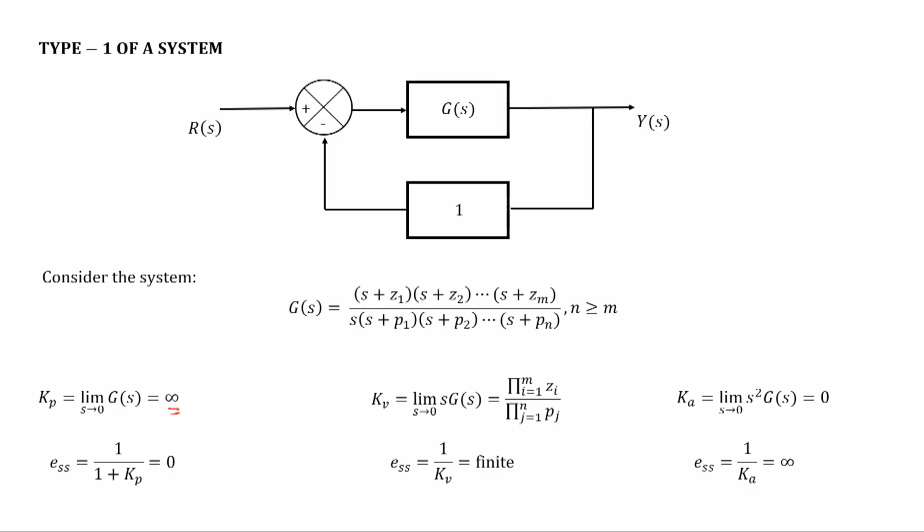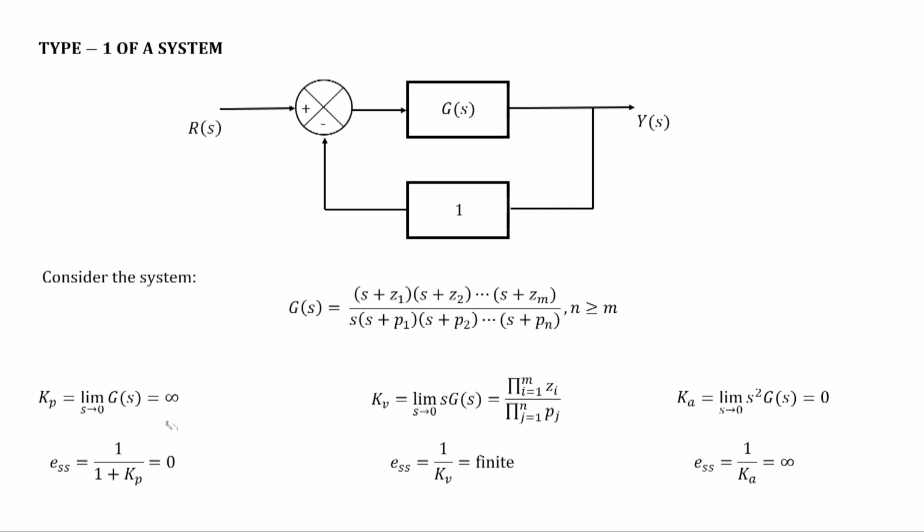Again, remember, I am just talking about the unity feedback configuration. In one of the classes, I said that if there is a non-unity feedback configuration also, you can take it to this form. I will talk about that soon. That is a simple algebraic manipulation, nothing big about it. But for now, you see, Kp is infinity, ESS is 0.